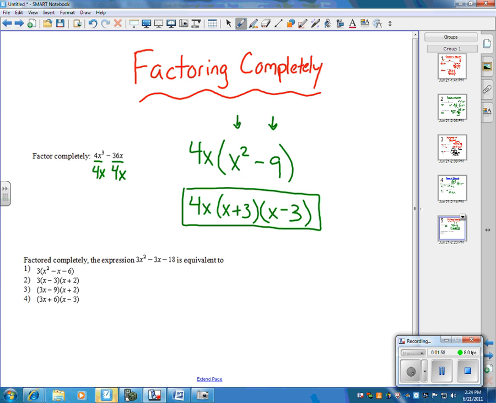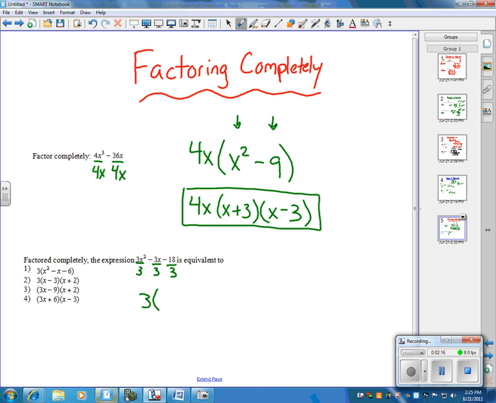Now for the next one, another factor completely question. This one has 3 terms. Now, all of these do have a 3 in common, because 18 is a factor that's 3, and the 3's do as well. However, we can't do x's. So we're going to start by dividing out 3.